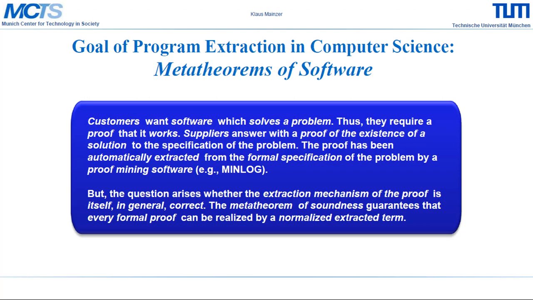For example, imagine customers who want software which solves a problem, and thus they require a proof that it works, and suppliers answer with a proof of the existence of a solution to the specification of the problem. And the proof has been automatically extracted from the formal specification of the problem by a proof mining software, for example, Minlog. But then the logical question arises whether the extraction mechanism of the proof is itself in general correct, and that can be guaranteed by the metatheorem of soundness.